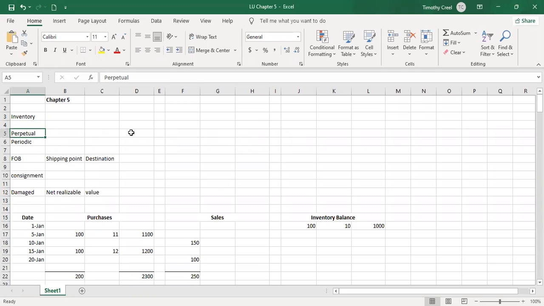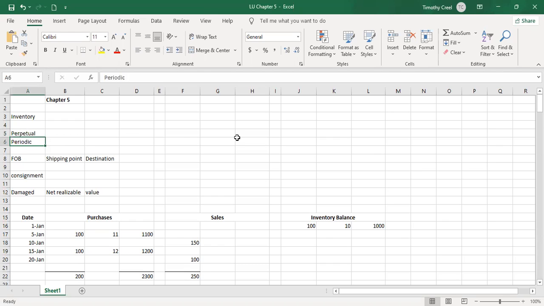Now, a couple of terms here. A perpetual inventory system would be one that is updated regularly as new inventory comes in or as items are sold. It's updated on a regular basis. This is what most companies use, and in the examples that we look at in just a moment, this is the kind of inventory system that's going to be in the examples we look at.